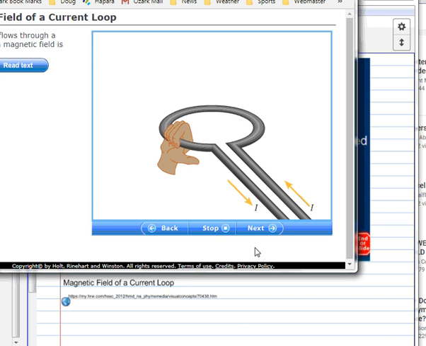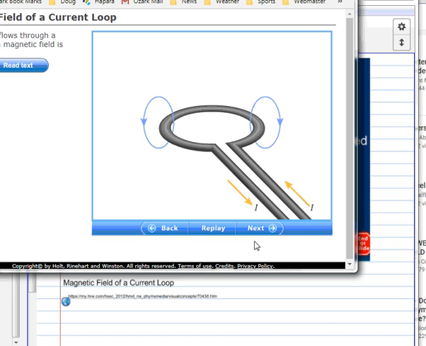Now let's investigate the magnetic fields created by this part of the current loop. Again, point your thumb in the direction of current. The curl of your fingers will show the magnetic field that wraps around the wire at that point. Notice that the magnetic field formed around the other part of the wire was similar. Both magnetic fields point upwards inside the loop and downwards outside the wire loop.